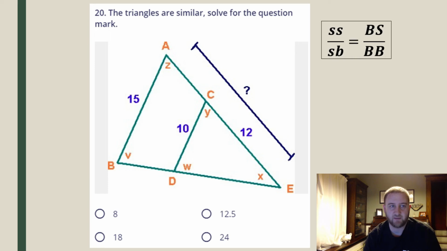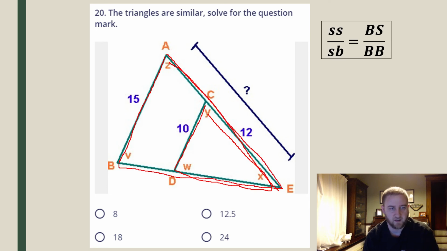And then the last example, the triangles are similar, says solve for the question mark. So we want to solve for this side right here, this long side. Now you'll notice again there's two triangles. There's a small triangle right here, and then there's a big triangle right here. Okay? To solve this, we want to use this proportion. We want small side over small base equals big side over big base. Okay, so we're going to set up a proportion here.